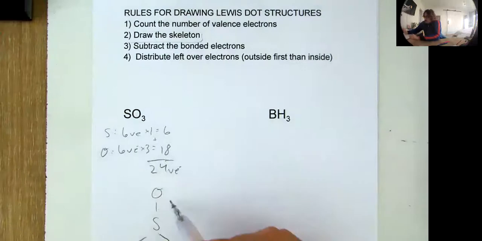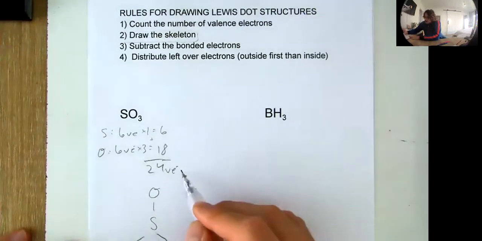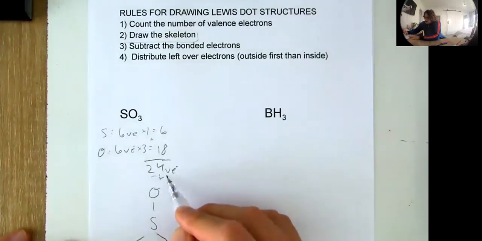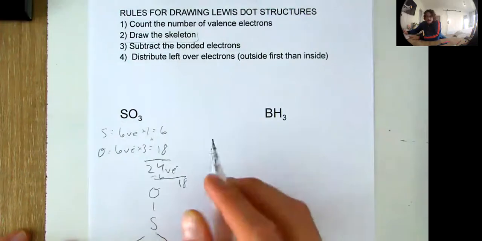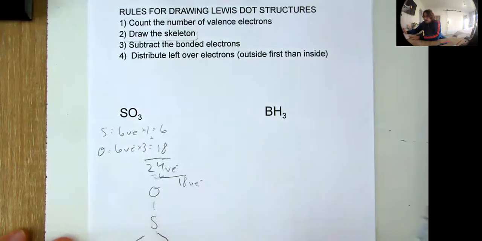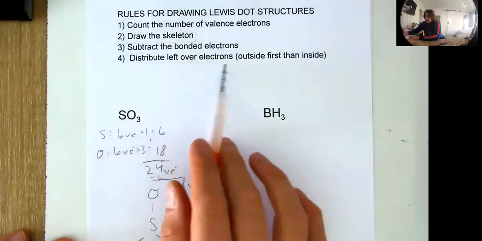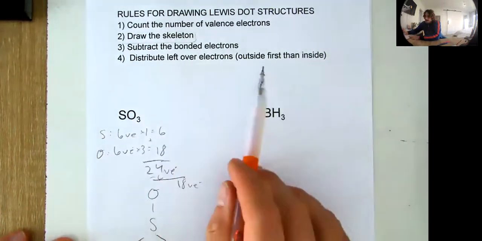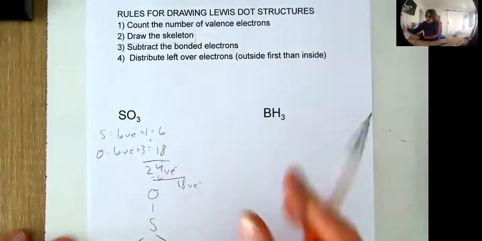Okay, so we just drew 2, 4, 6 valence electrons. So we subtract away 6 valence electrons, where we have a total of 18 valence electrons that we need to account for. Where are we going to draw the 18? Well, we're going to distribute the leftover electrons outside first and then inside.